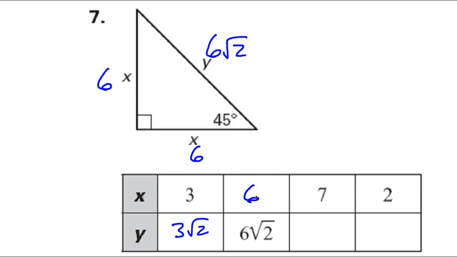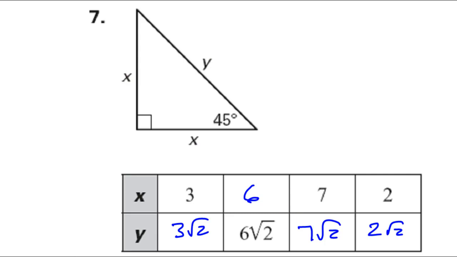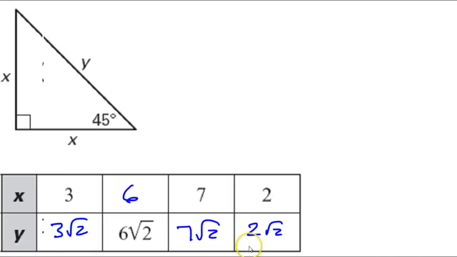Alright, fine and dandy. So, similarly, if x is 7, then y would be 7 radical 2. Alright, if x is 2, then it would be 2 radical 2. Okay? No challenge there. Very, very simple.